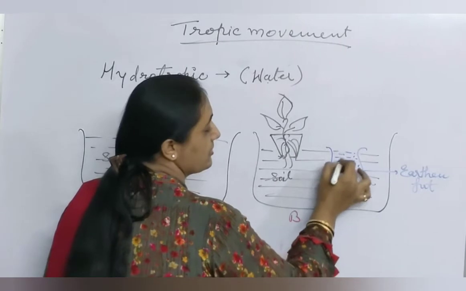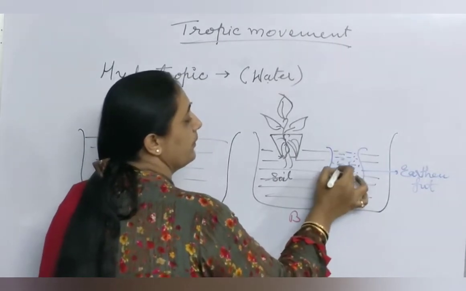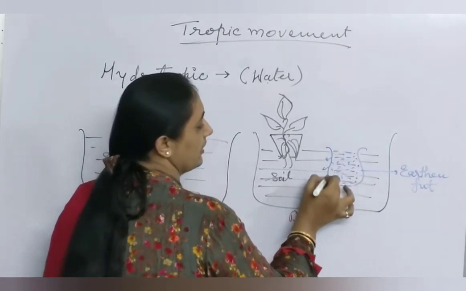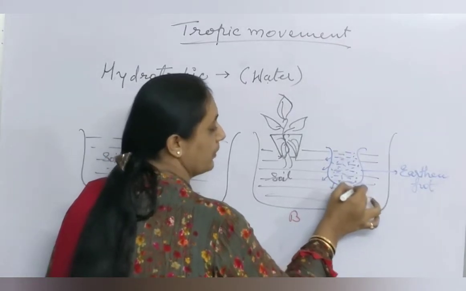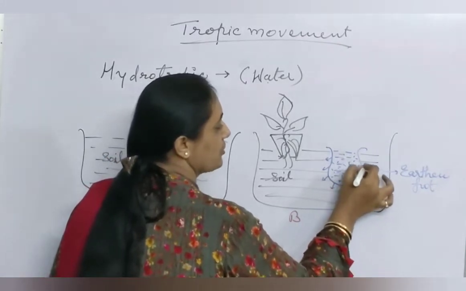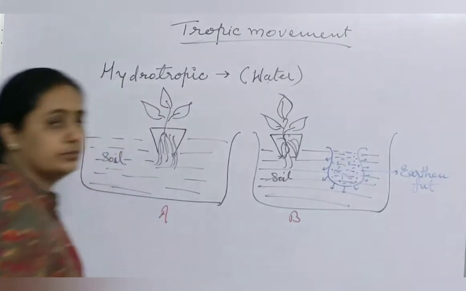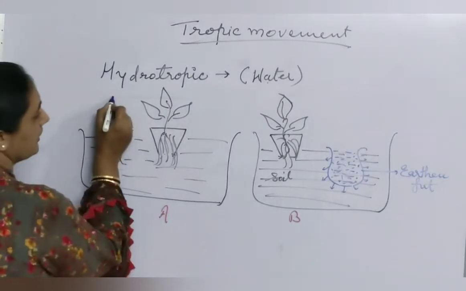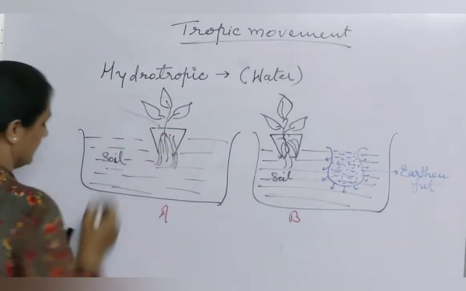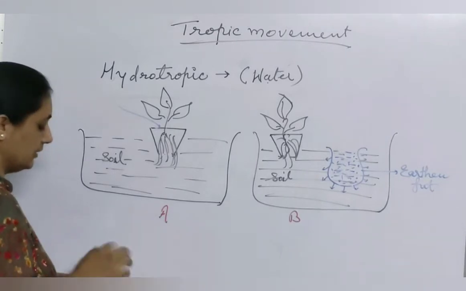What is the characteristic of an earthen pot? An earthen pot oozes water. Water comes out from the earthen pot. That is the characteristic of an earthen pot. Now daily water the plant. Daily we have to water the plant.